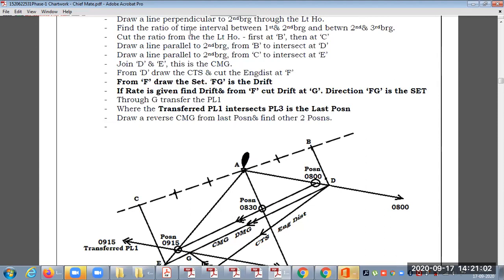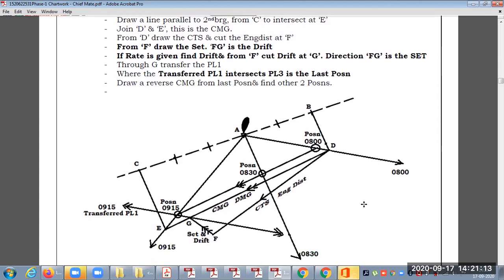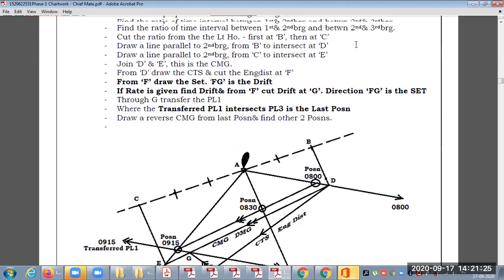And we find the ratio of the time interval between the first and second bearing and between the second and third bearing. That is between 0800 and 0830, the time difference is 30 minutes, and between 0830 and 0915 the time difference is 45 minutes. Why do we find the time difference? Because we have to take the ratio.